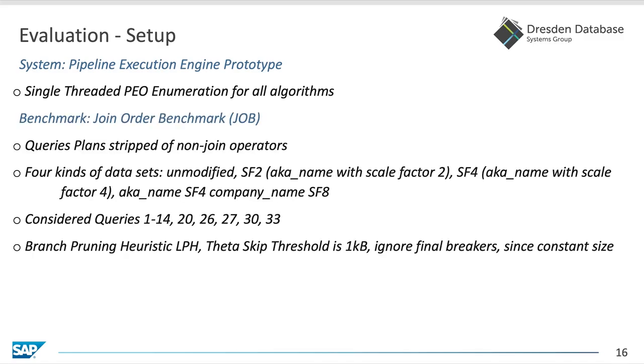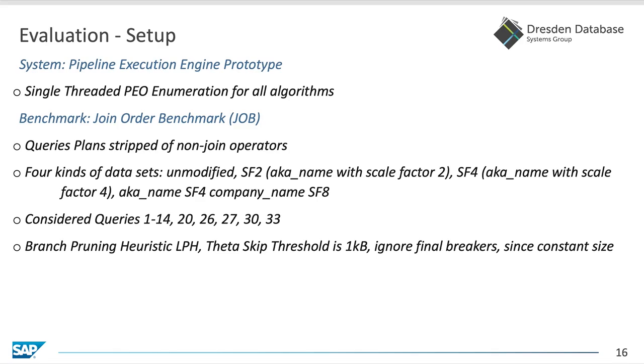The query plans are stripped of non-join operators since our prototype does not provide those operators, and has four kinds of datasets: the unmodified JOB dataset, the SF2 dataset with indicated properties, the SA4 dataset, and the ICANN name SF4 and company name SF4 dataset, which is scaled accordingly. The considered queries are 1 to 13, 20, 26, 27, 30, and 33.